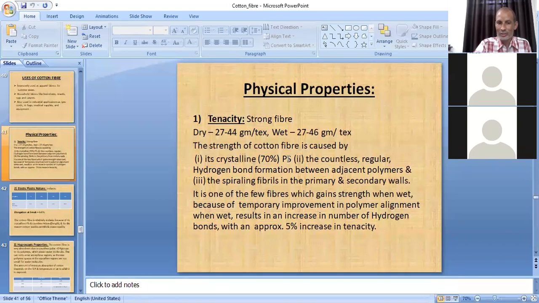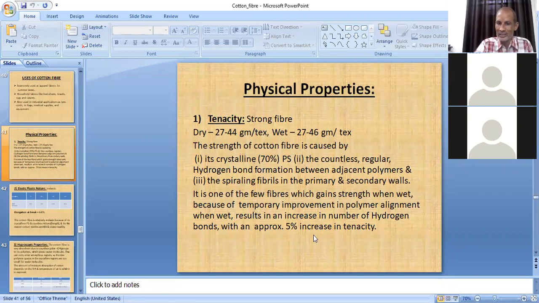So these three factors contribute to the strength of the cotton fiber, and it varies between 27 to 44 in dry state. It is one of the few fibers which gains strength. I already mentioned when wet. जब ये वेट होता है, जब गीला होता है, टेक्सटाइल मटेरियल हम जब वॉश करते हैं और जब वेट स्टेट में होते हैं, तब ये कॉटन जो है स्ट्रेंथ गेन करता है, स्लाइटली गेन करता है, बट स्टिल इट इज गेनिंग, इट इज नॉट लूजिंग. Because of this is the reason.